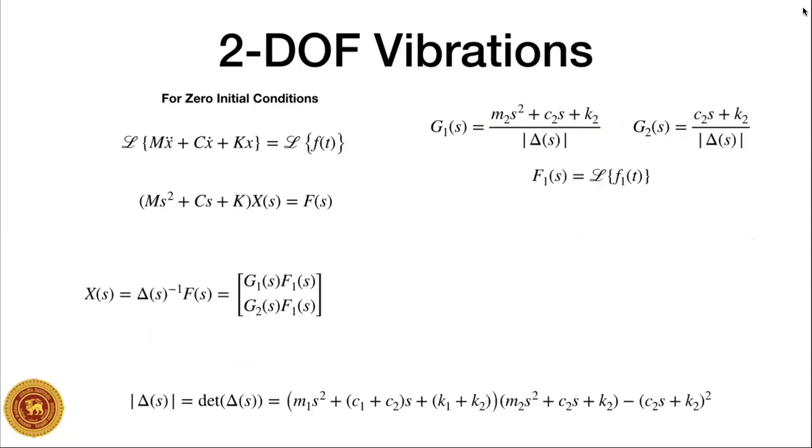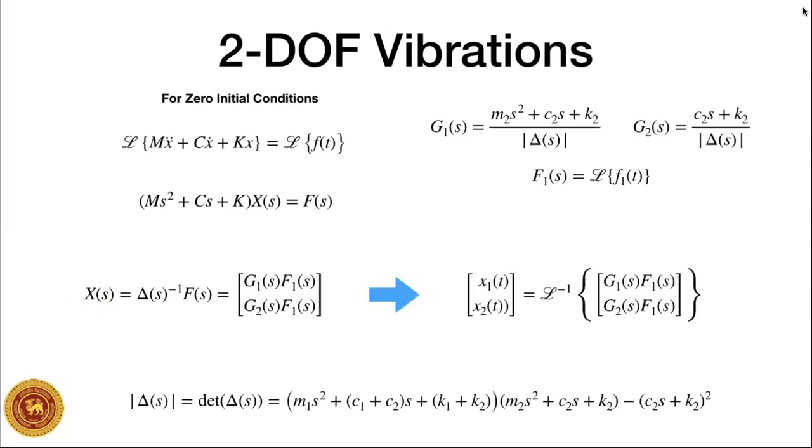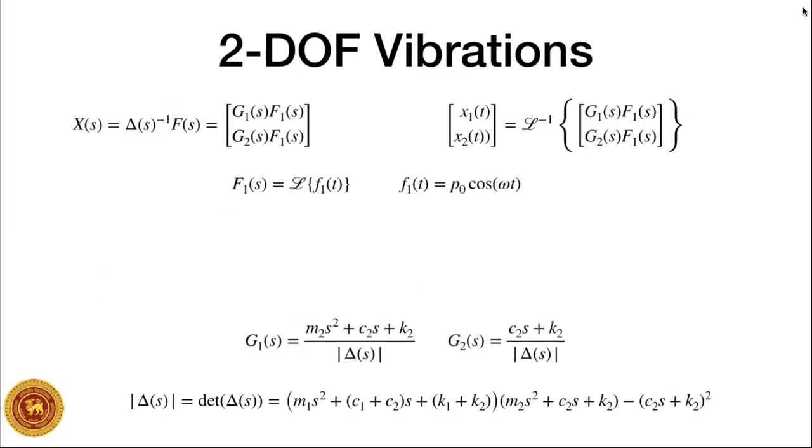So now, in order to find x of t, what is X of s? X of s is the Laplace transform of x1 of t and x2 of t, the column matrix. So if you take the inverse Laplace transform of that, you will get x of t. And so we take the inverse Laplace transform of this whole thing, and then we will get x1 of t and x2 of t.